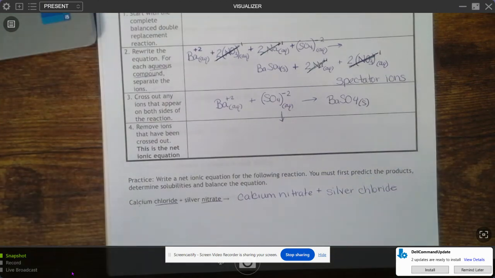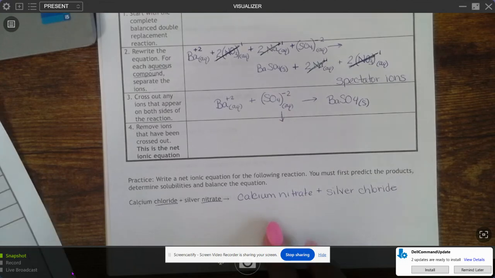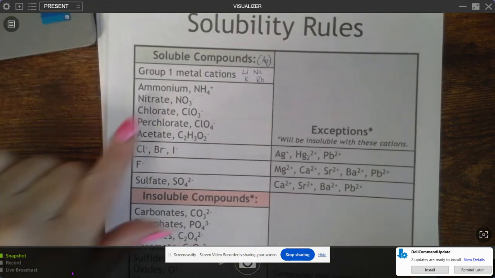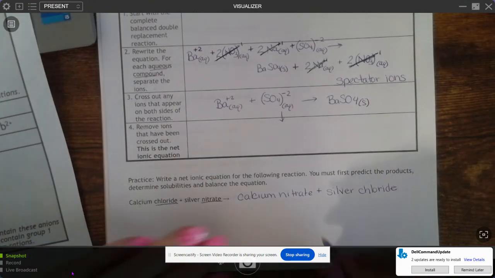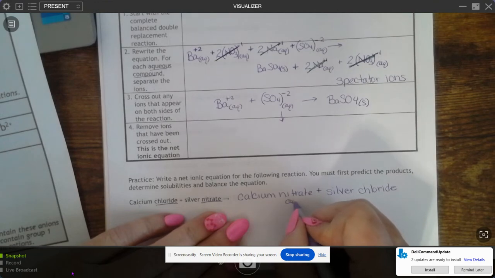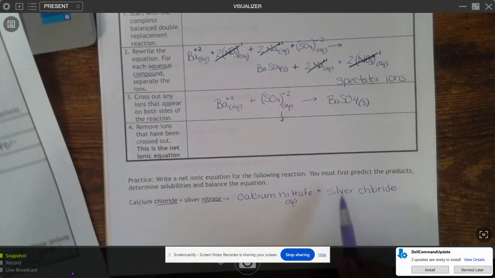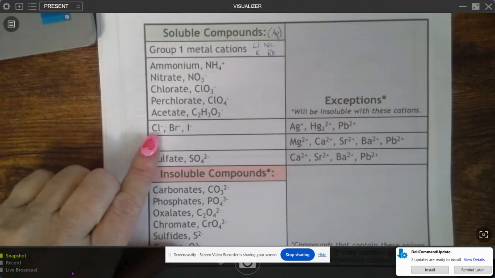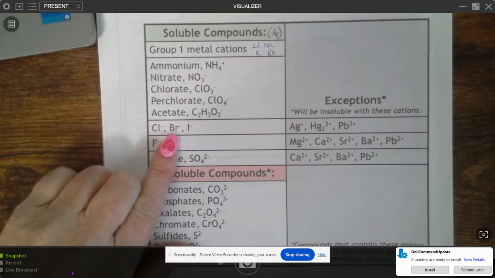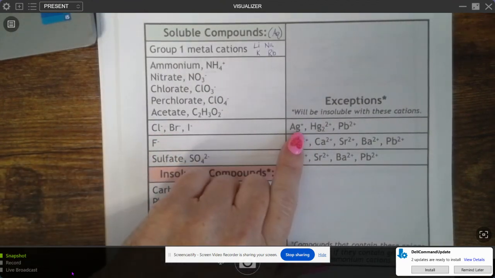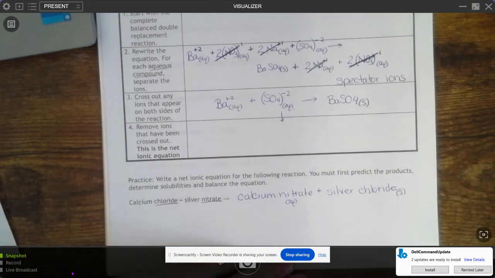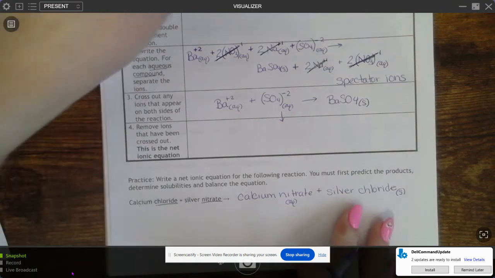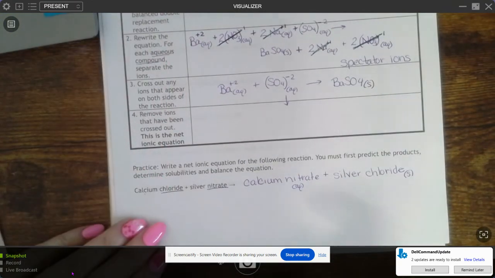Now we want to look at our products on the solubility table. Calcium nitrate: all nitrates are soluble, so calcium nitrate would be aqueous. Silver chloride, however, remember chlorides are always soluble except when it's with silver. So silver chloride is going to be a solid. Now I'm going to go back and write my whole equation.